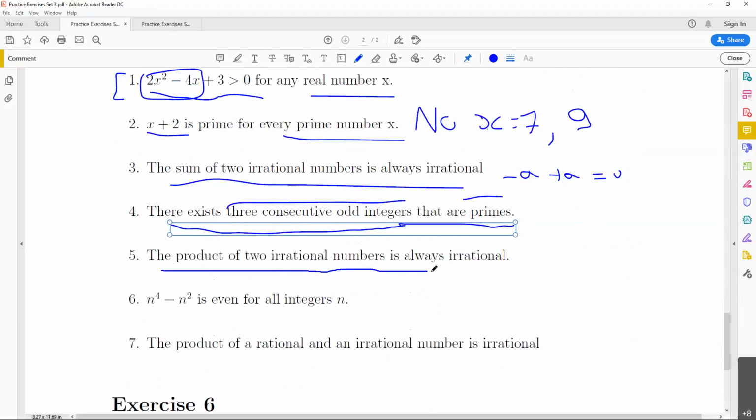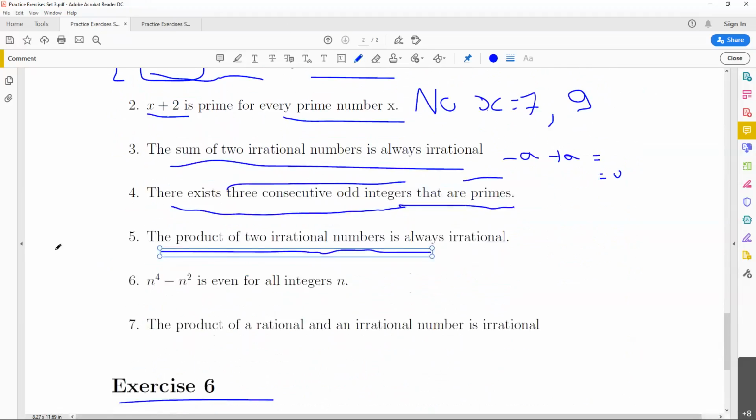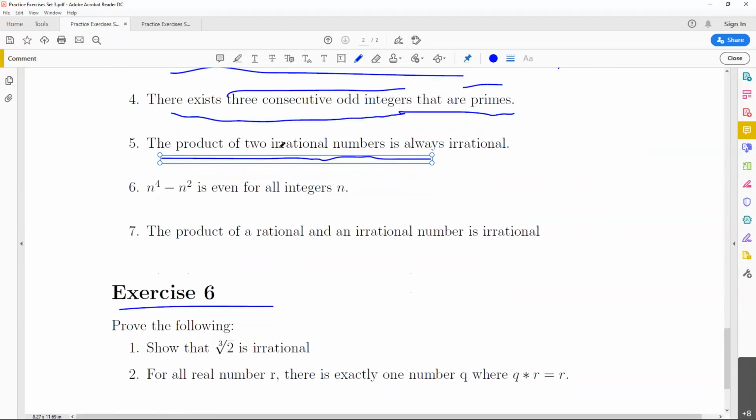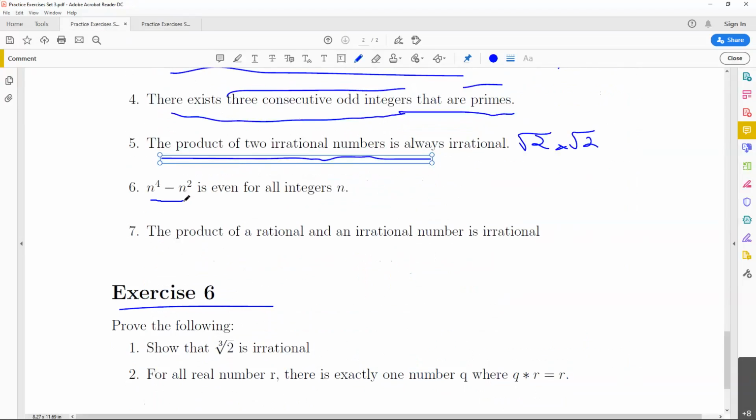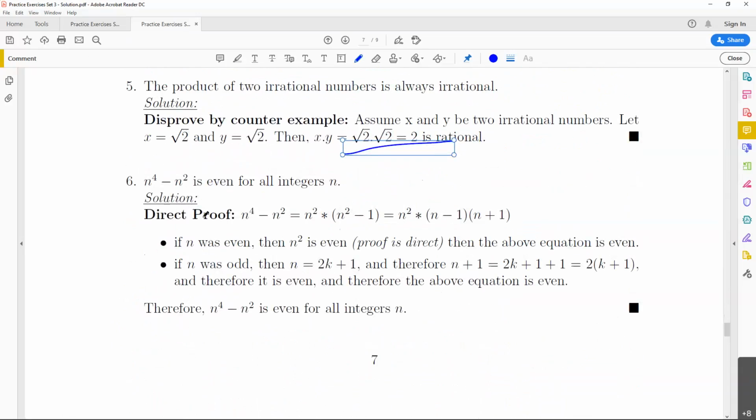The product of two irrational numbers is always irrational. No. Radical 2 times radical 2 is 2. N power 4 minus n squared is even for all integers. And well, it's easy to check, right? N is either going to be even or it's going to be odd. Just see both cases. Direct proof. They took n squared in common, and then n minus 1 into n plus 1, they got this.